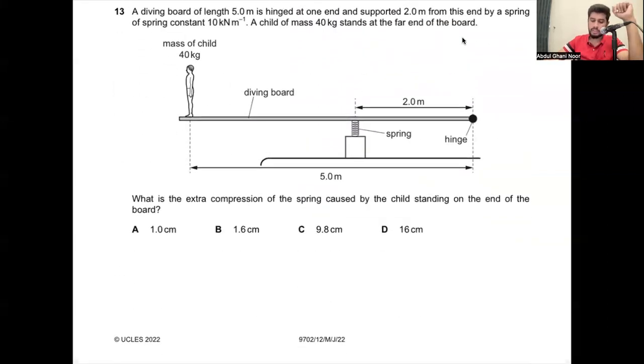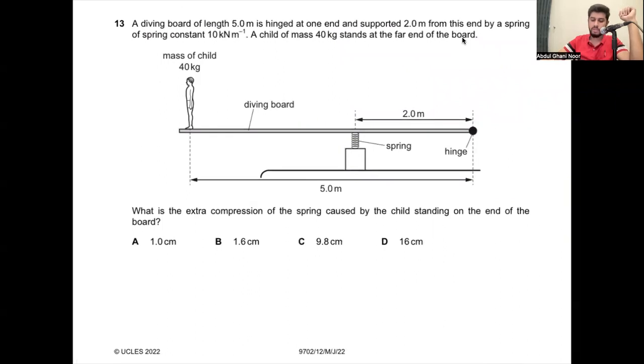Question number 13 says a diving board of length 5 meters is hinged at one end and supported 2 meters from this end by a spring of spring constant 10,000 newtons per meter. A child of mass 40 kilograms stands at the far end of the board. What is the extra compression of the spring caused by the child standing on the end of the board?